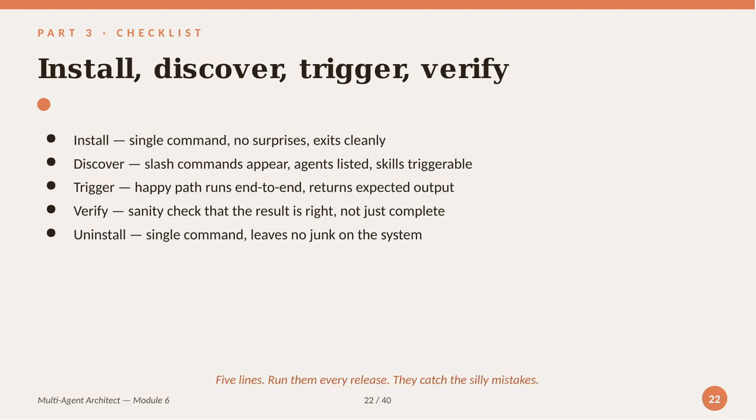Trigger. Happy path runs end-to-end. The user invokes the / command from your README's quick start, and it produces the documented output. No exceptions, no warnings, no mysterious silence. Verify. Sanity check that the result is right, not just complete. The output looks right. The expected behavior actually happened. Just because the command exited 0 doesn't mean it did the right thing.